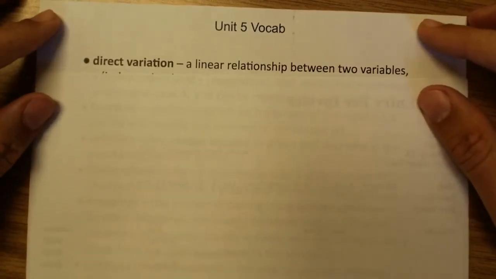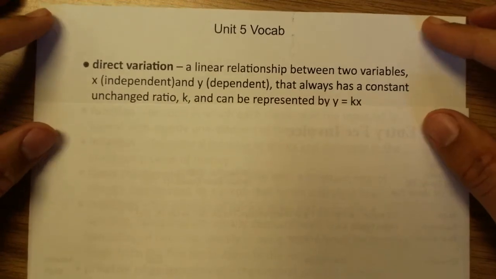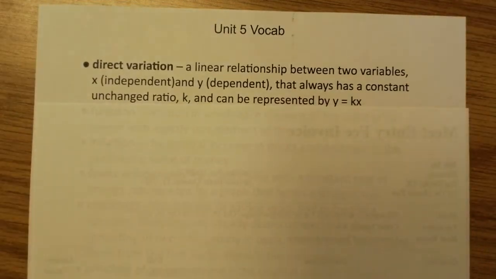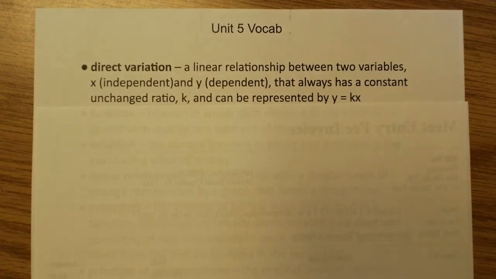So, the first word is direct variation. That's a linear relationship between two variables, an x and a y, that always has a constant, unchanged ratio, k, and can be represented by y equals kx.